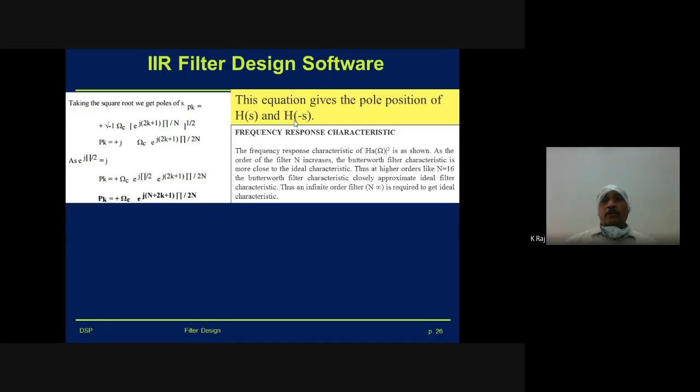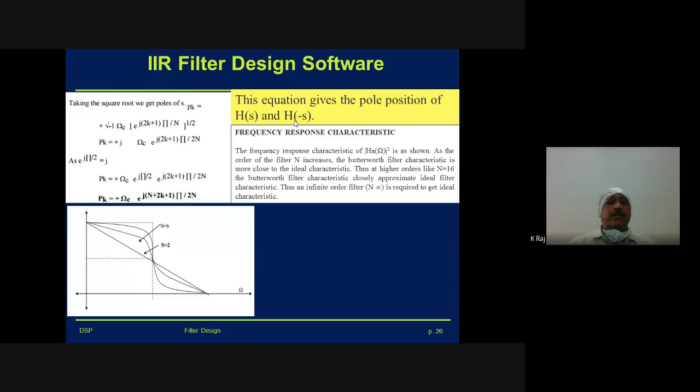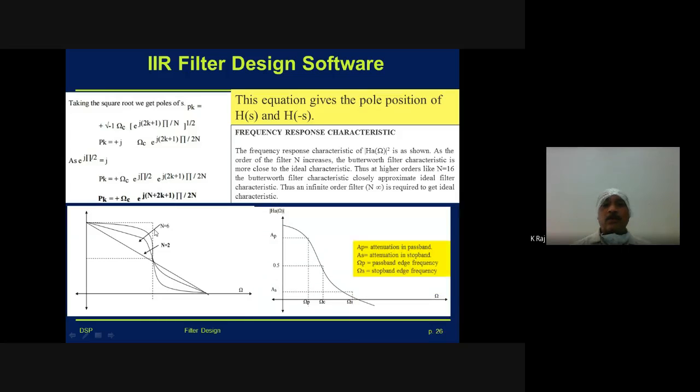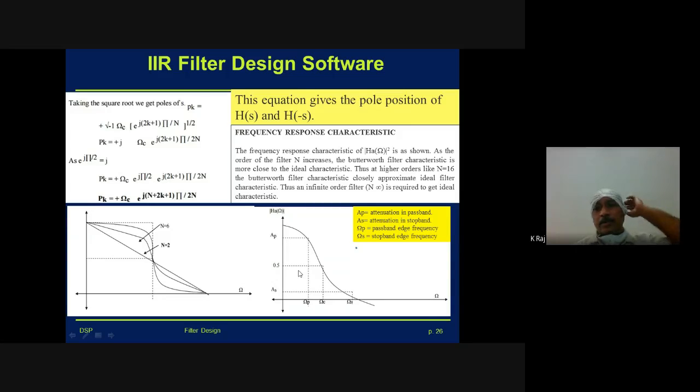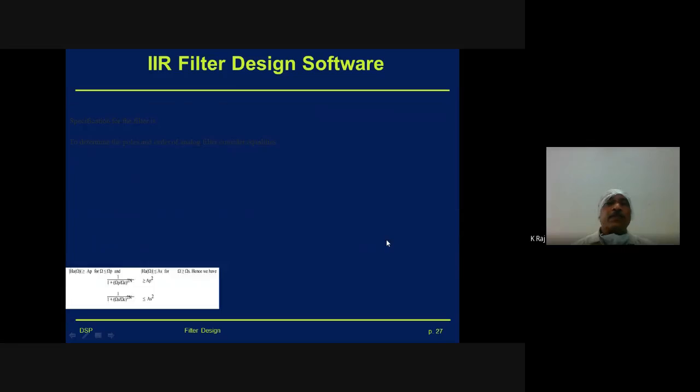And in frequency characteristics, we know that as we increase the order of the filter, we approach towards the ideal response. These are the representations here, and we know that AP is the attenuation in the pass band, AS is the attenuation in the stop band. AP is called the maximum attenuation in the pass band, and AS is also called the minimum attenuation in the stop band. Omega P is the pass band edge frequency, omega S is the stop band edge frequency here.